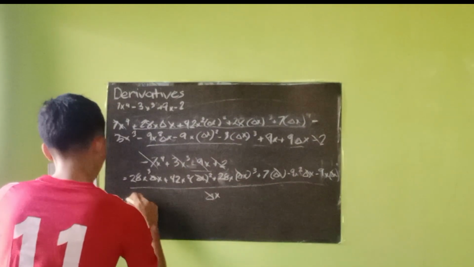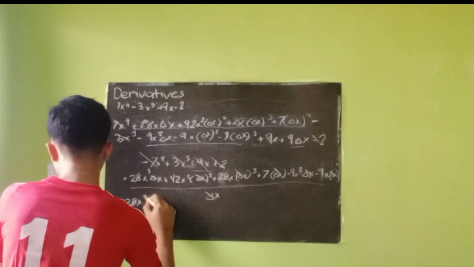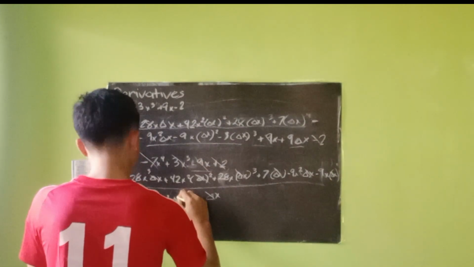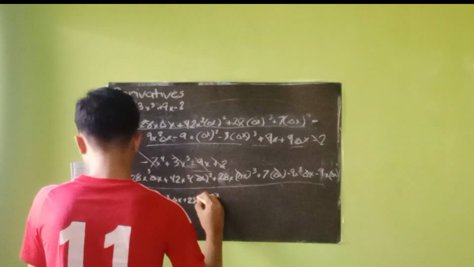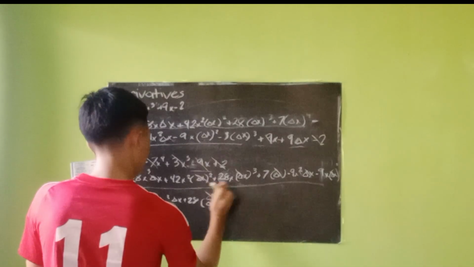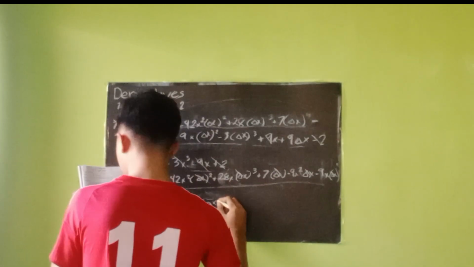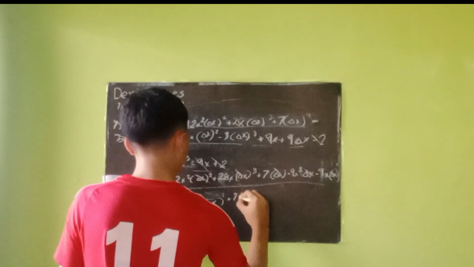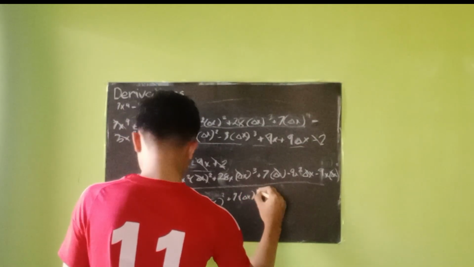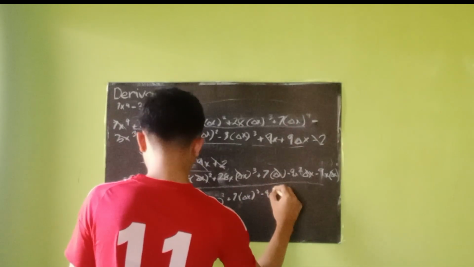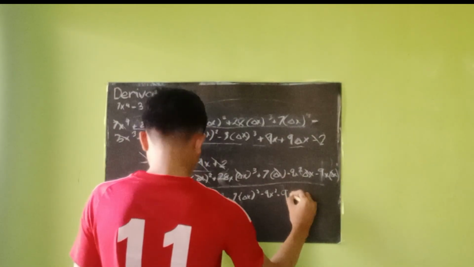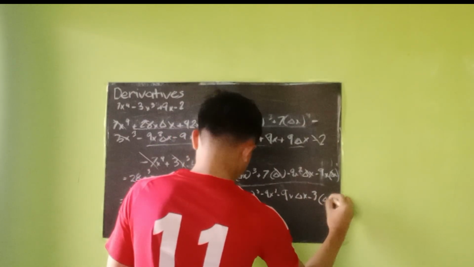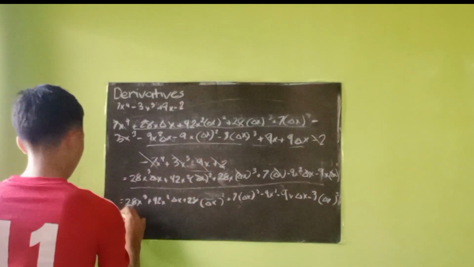28x cubed plus 32x squared delta x plus 28 delta x squared, 7 delta x cubed minus 9x squared minus 9x delta x minus 3 delta x squared plus 9.